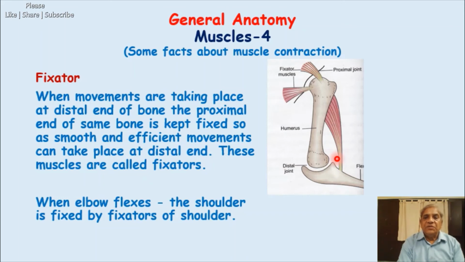Now imagine that if these fixator muscles were not active at this time, then what will happen? If you will try to produce this movement of the flexion, then your upper end or your shoulder joint will be moving here and there, and then this movement of flexion and extension will not be possible to perform. So when elbow is flexing, the shoulder is fixed by the fixator of the shoulder. These muscles are called as fixator muscle.